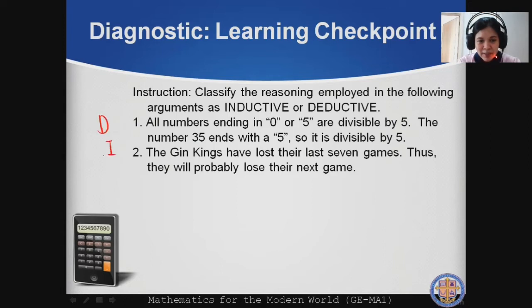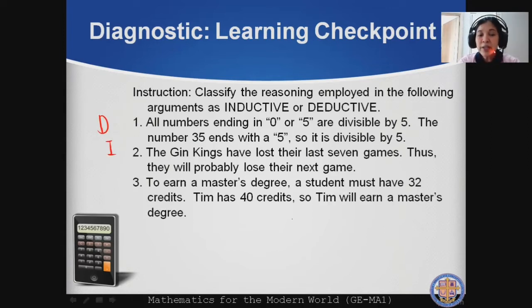Second one is inductive. Number 3: to earn a master's degree, a student must have 32 credits. Tim has 40 credits, so Tim will earn a master's degree. So you have provided a rule at the beginning, per sentence na bago daw maka-masteral degree, dapat may 32 credits. So nagbigay ka ng specific example, si Tim, naka-40 na siya, so ibig sabihin, naka-earn na siya ng master's degree. So general to specific, deductive ito.